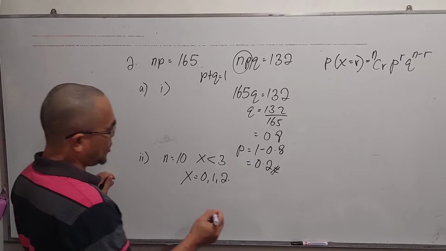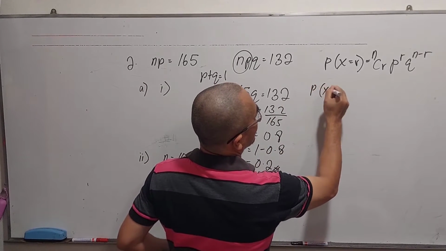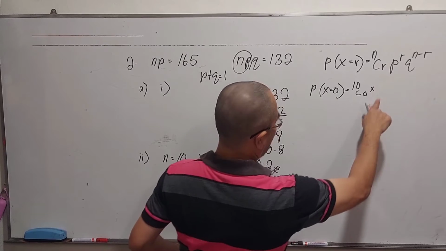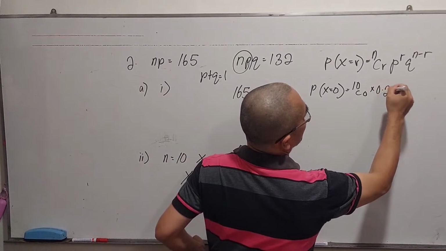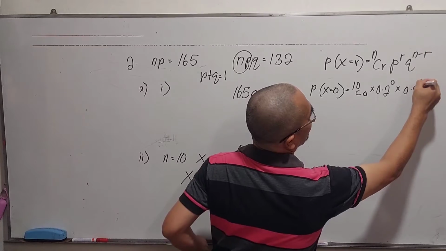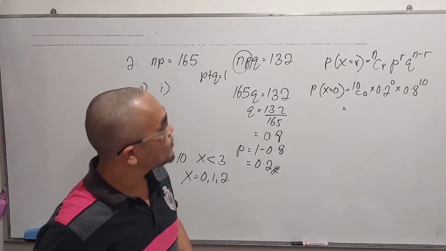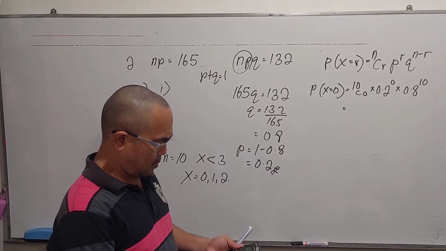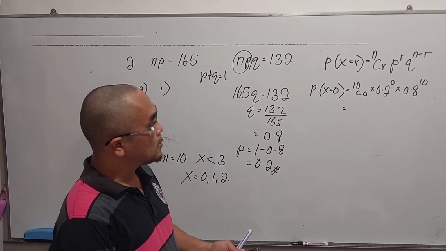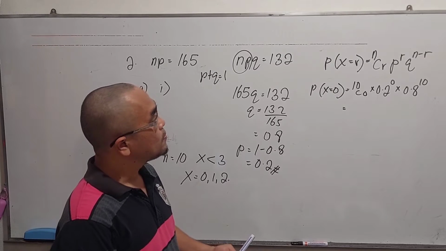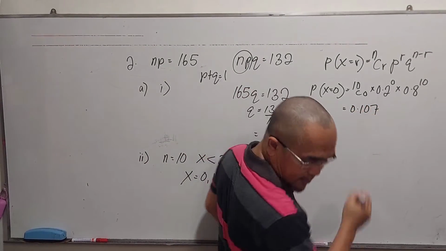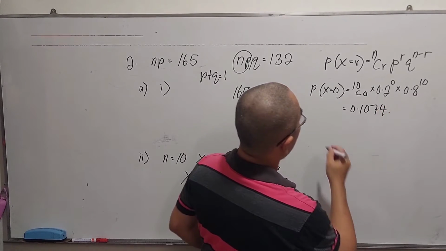First with 0. So P(X = 0) equals 10C0 times P. P is 0.2 power 0 times Q, which is 0.8 to the power of 10. That is 1. So we have 0.1074.